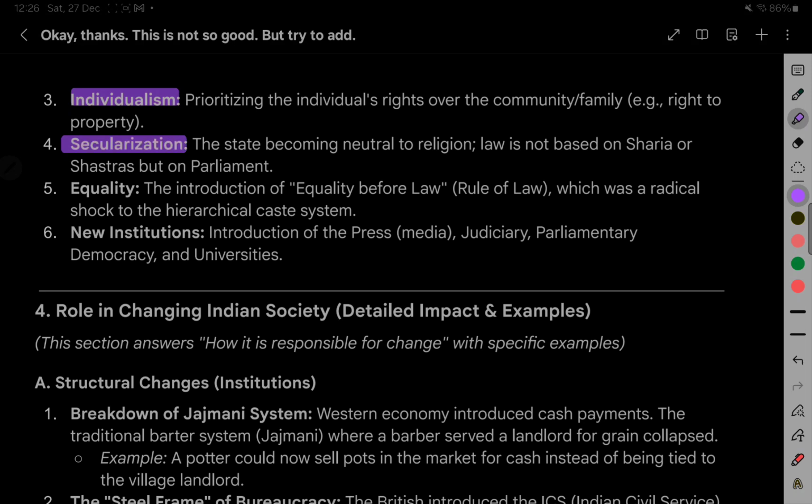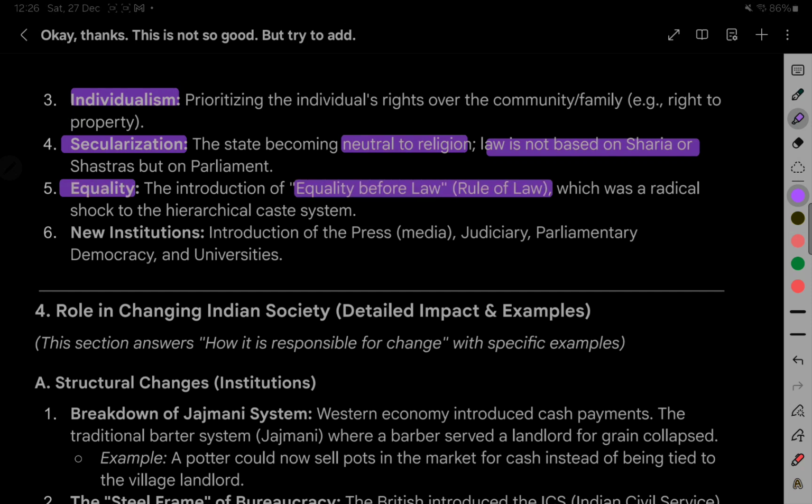Secularization, the state becoming neutral to religion. Law is not based on Sharia or Shastras but on parliament. Equality, the introduction of equality before law, rule of law, which was a radical shock to the hierarchical caste system. New institutions, introduction of the press, media, judiciary, parliamentary democracy, and universities.